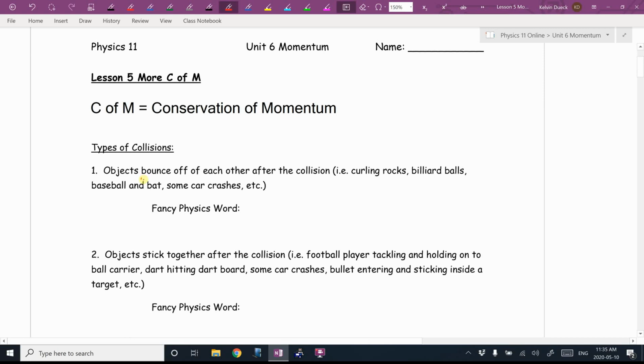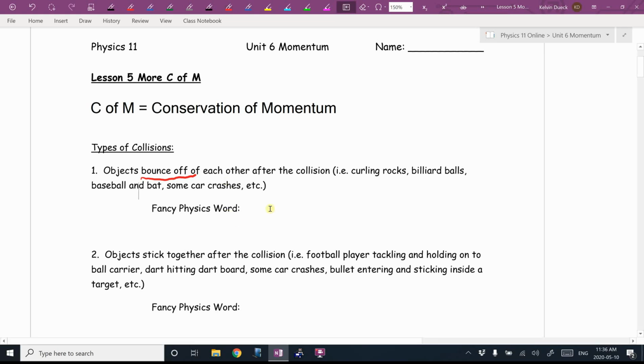Collisions where the objects bounce off of each other. Curling rocks are good examples of that. If you play pool or billiards, those are good examples because they don't stick together. When a baseball hits a baseball bat, the ball never sticks to the bat. Some car crashes, they stick together, but some car crashes, they bounce off of each other. A hockey body check would be a good example because generally they bounce off of each other.